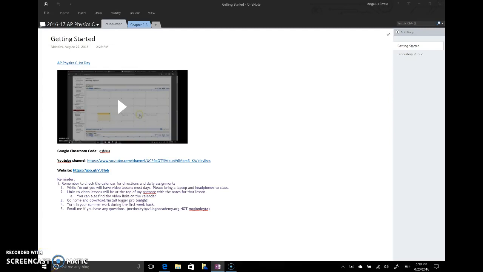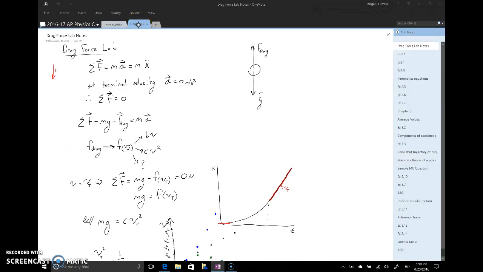So we're going to do a laboratory experiment to help us get back into things with basic kinematics. So let's start out by talking about some background information for the lab.